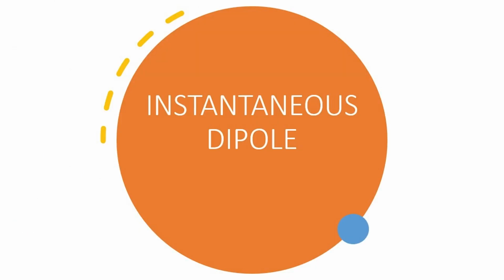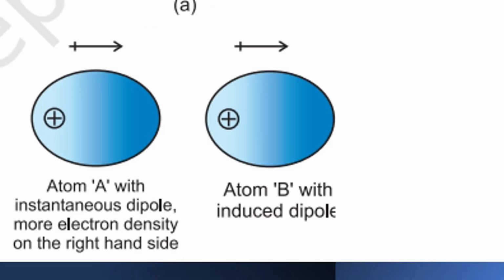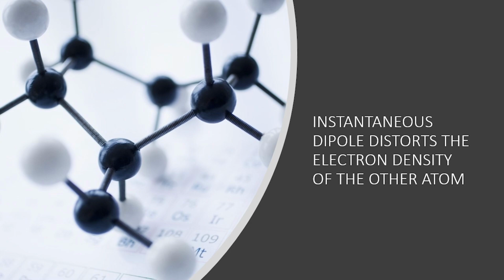For a very short time, this instantaneous dipole distorts the electron density of the other atom which is close to it, and as a consequence a dipole is induced in this atom, and the temporary dipole of this atom attracts the temporary dipole of the neighboring atom.